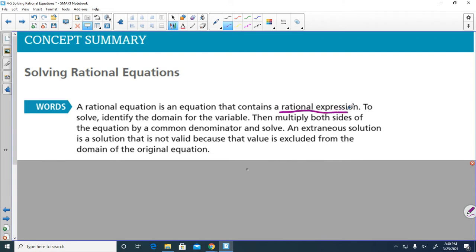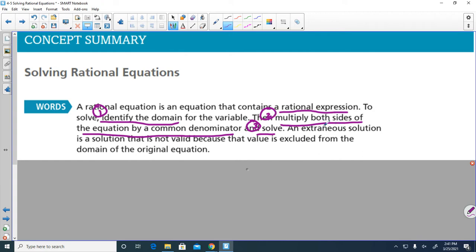So, we'll be solving equations. We'll be figuring out what x is. So, we're going to identify the domain, solve the variable. So first, to solve, you're going to identify the domain first. So that's what we'll do first. And then we're going to multiply both sides of the equation by a common denominator. Then we're going to solve.